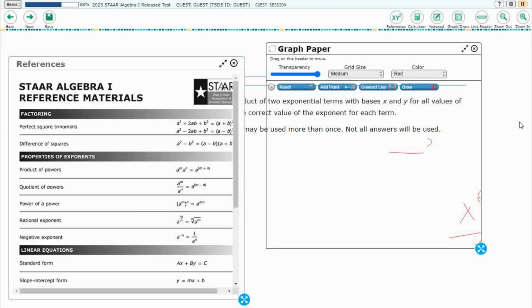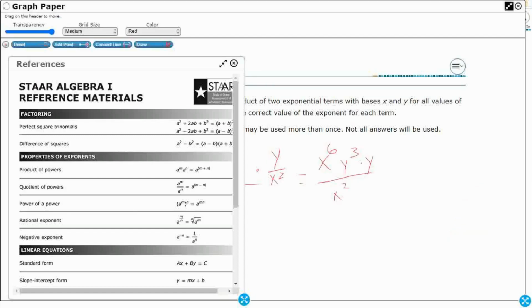reference materials here, and we've got the properties of powers working here. So when we get the product of powers right here, when they're both multiplied together, you just end up adding them. So it's going to be x to the 6th, and then we've got y to the 3 plus 1, over x squared, and then the quotient of powers, that second one right there, you just end up subtracting them. So it ends up being x to the 6 minus 2, because you subtract those two, y to the 3 plus 1. It ends up being x to the 4th, y to the 4th.